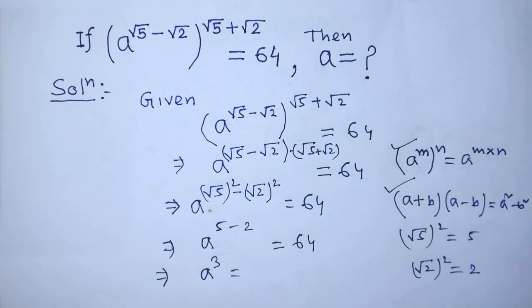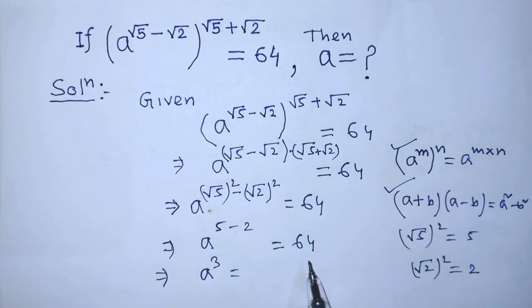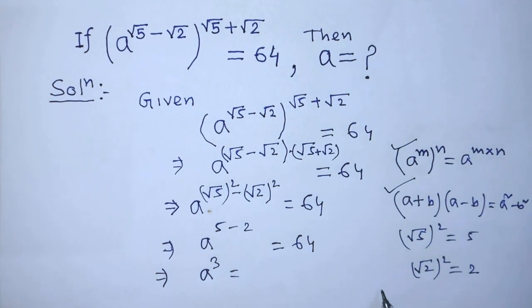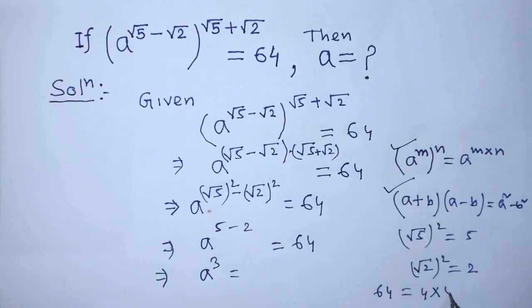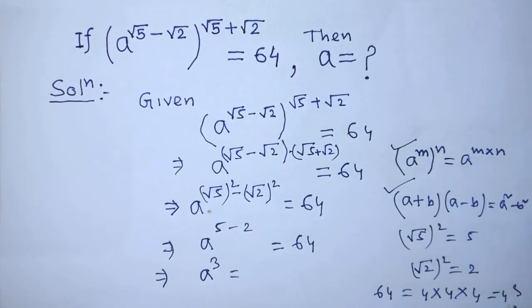so student, to find the value of a from these equations, on the right hand side of this equation we have to write the cubic form of 64. So student, we know that 64 is equal to 4 times 4 times 4, that is 4³. So 4³ is the cubic form of 64. So now we have to write on the right hand side 4³.